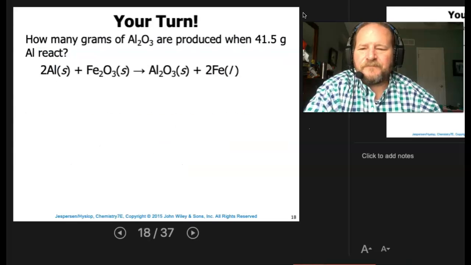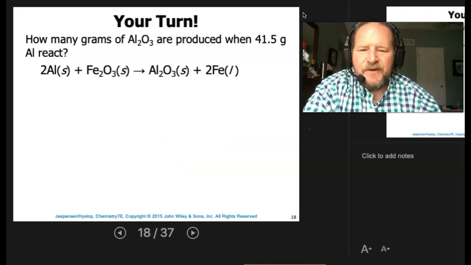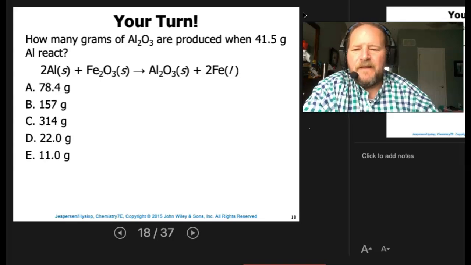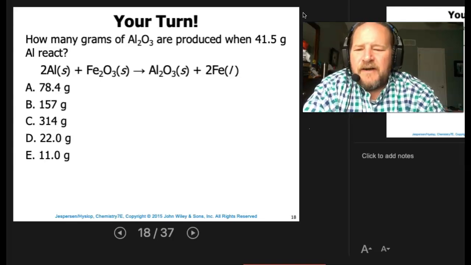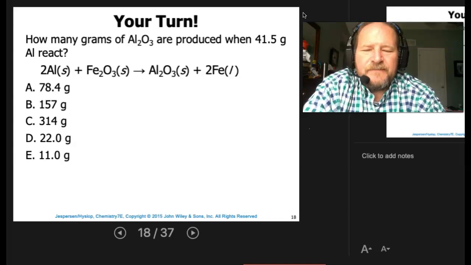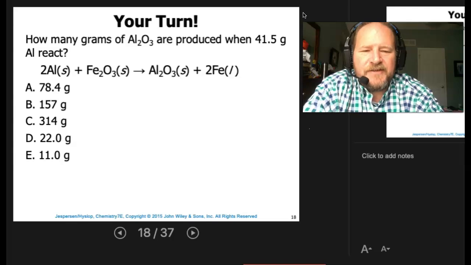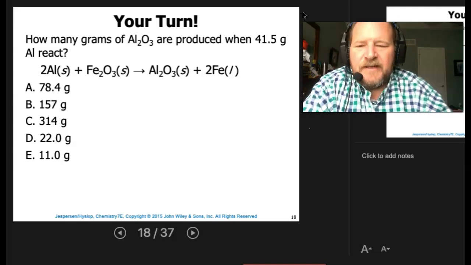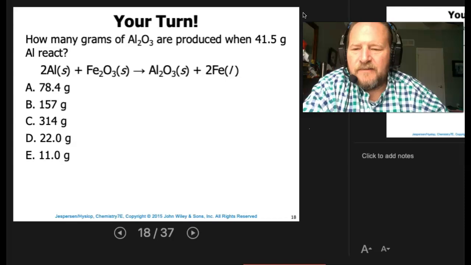All right. How many grams of Al2O3 are produced when 41.5 grams of aluminum react? So here's our balanced chemical equation. Once again, we did the balancing for us. And there are your possible answers. So I'm going to give you a pause here. Again, try to work these out and then come up with your answer before I actually go through it. That's how you're going to know if you're on the right page or not.